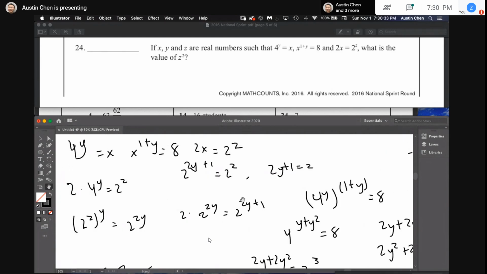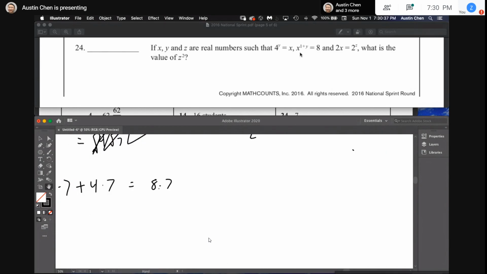Maybe we should just check our work, right? So we substituted x in both these equations. So we have 2 times 4 to the y is 2 to the z, right? So this is 2 times 2 to the 2y equals 2 to the z. So then this is 2y plus 1 equals z. So that should be correct, right?